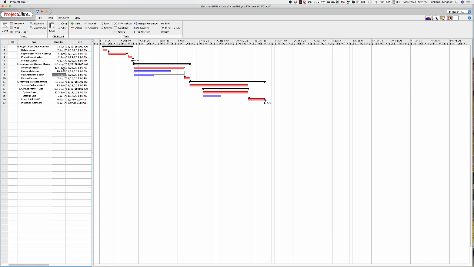Now mechanical does. So let's change that back to 15, just because it makes sense to do that, to keep it the way it was. And notice again, after the software updates, the critical path changed again.